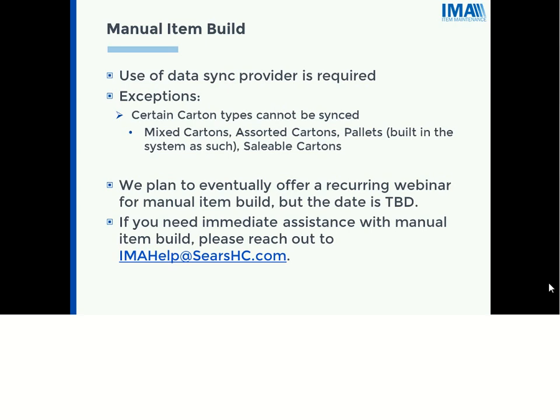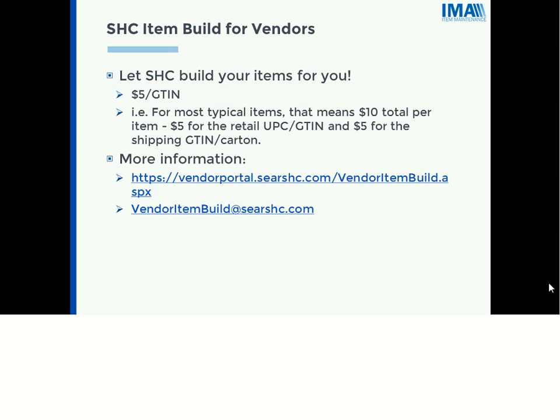But in the meantime, if you need immediate assistance, you don't have to wait. You can reach out to IMA help at searshc.com. They will walk you through the process of doing manual build. You may not have that many items that you build. You may only build maybe 6 items a year or 10 items a year. If that's the case, you may not want to spend your time trying to relearn the grid each year that you have maybe a seasonal item that's going out.